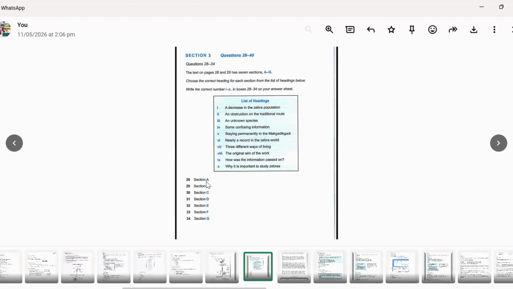So which particular heading corresponds with paragraph A? Put the Roman numeral there. If it is IV, which is what? Some confusing information, just put IV there. Once you're done, move to the second paragraph.